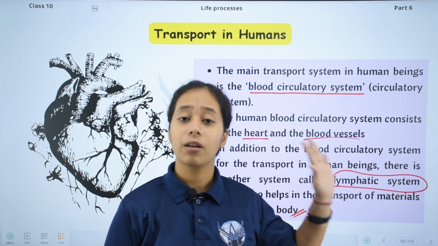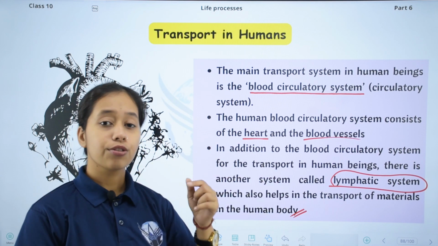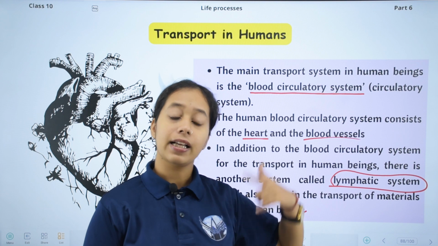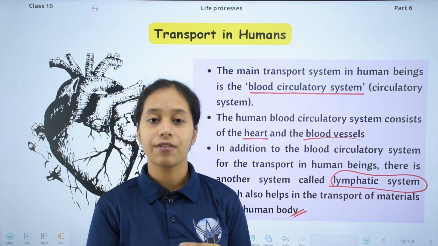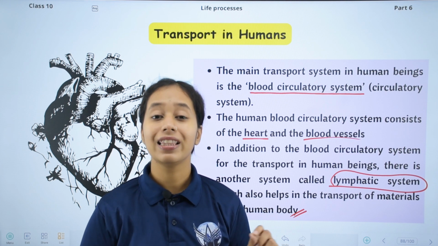Okay, that is all about blood. Under the lymphatic system, the transporting medium will be lymph. In the blood circulatory system, the transporting medium was blood.